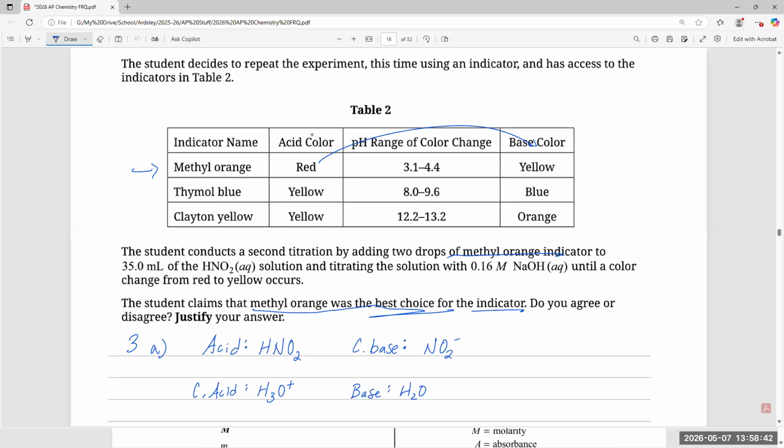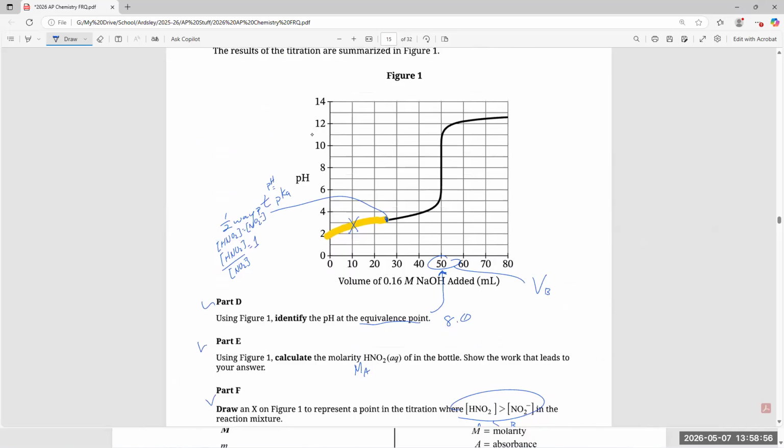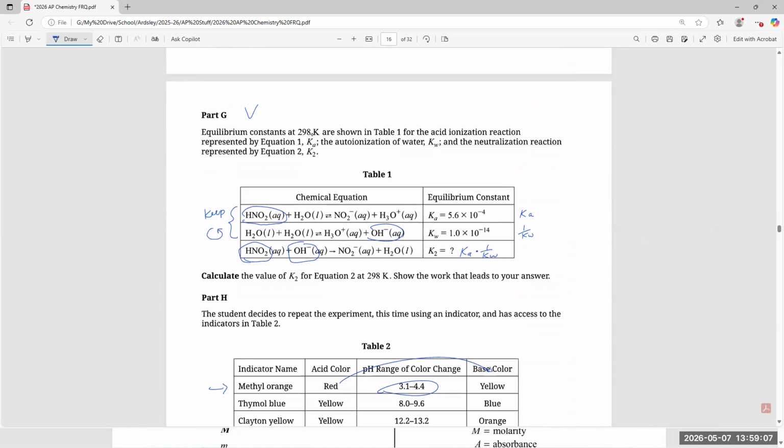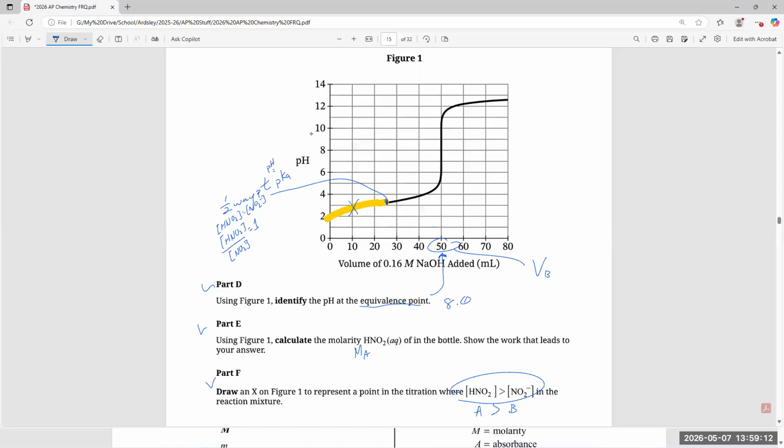Well, no. Why not? Because look, the indicator goes from 3.1 to 4.4. And what do we remember from the graph? Where's our endpoint? The endpoint is right here. I don't want to keep writing on this because it's part of the test. But if you think about it, methyl orange goes from 3.1 to 4.4. It indicates only from here to about here. So how are you ever going to get to your pH of 8? It's never going to happen, right?